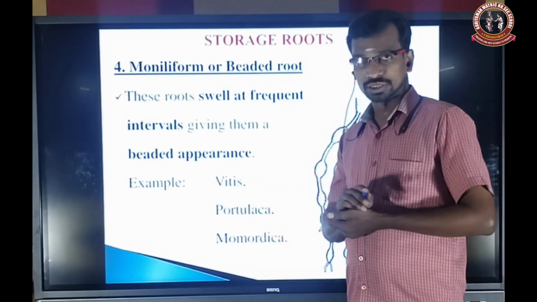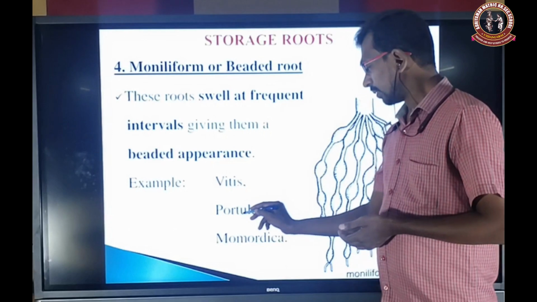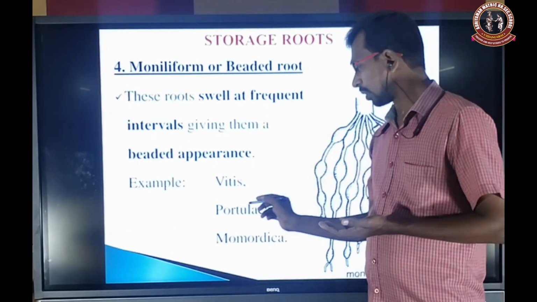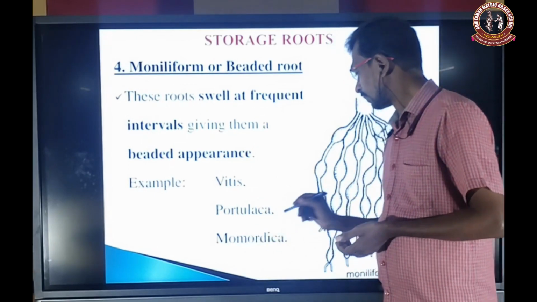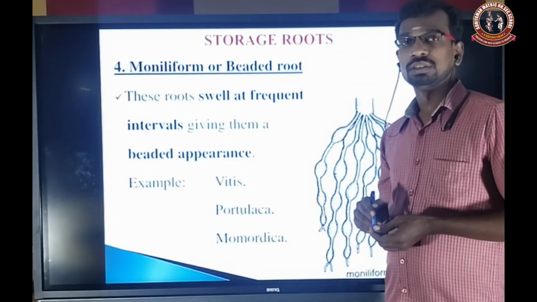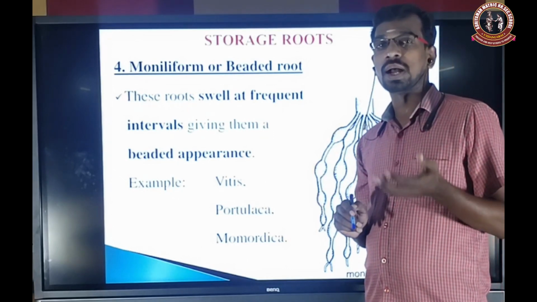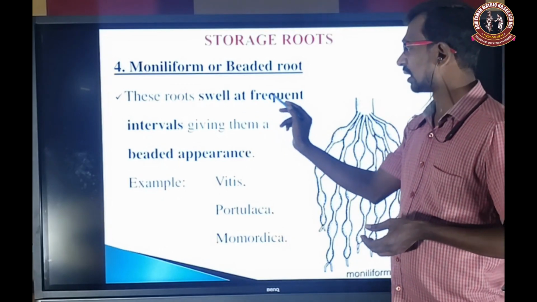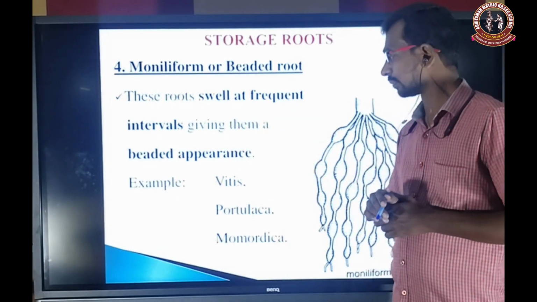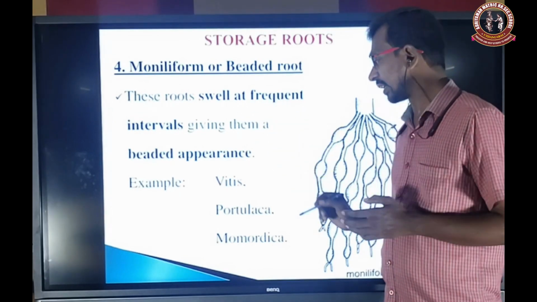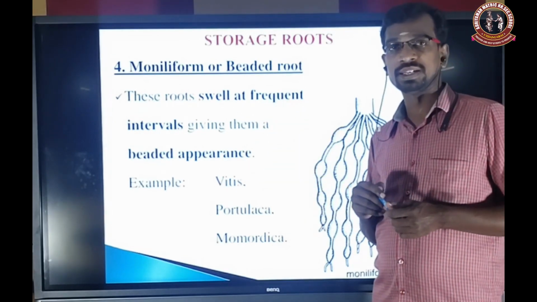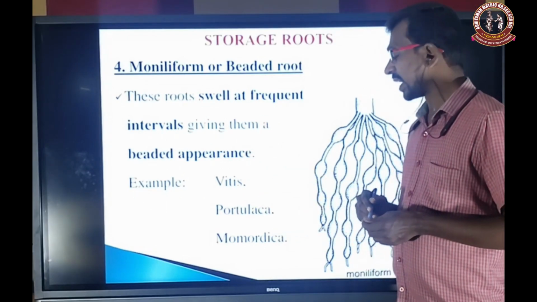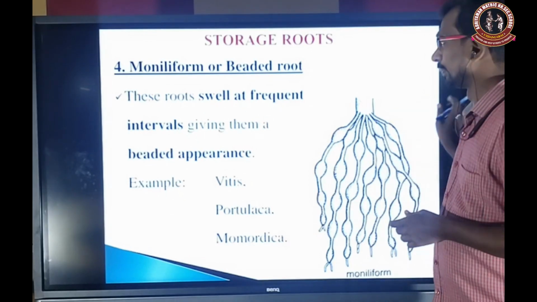Example, Vitis, that is grapes. Tinospora, generally called Purpurkiri, and Momordica, that is generally called pagarkai. Momordica is pagarkai. So the swelling is at frequent intervals, and it looks like a bead-like structure. Vitis means grapes, Tinospora, and Momordica, that is pagarkai.